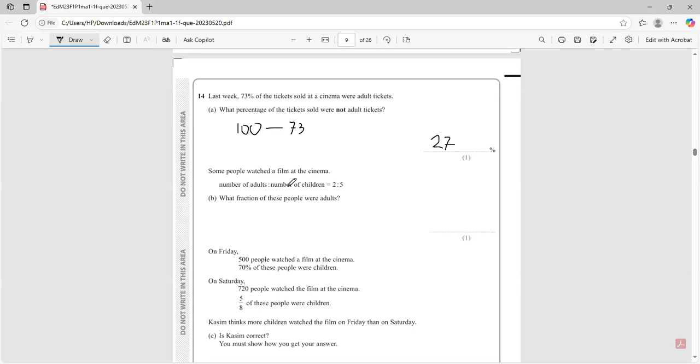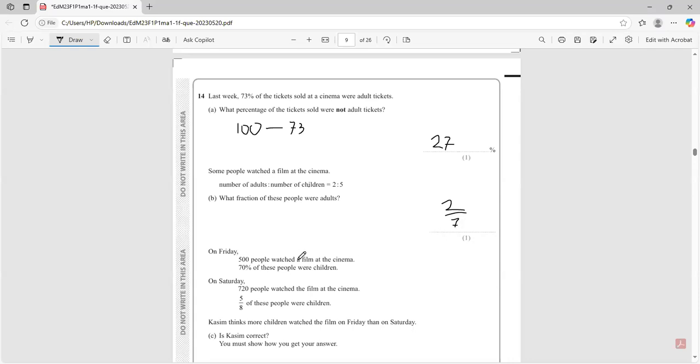Yes. Okay, moving on. Some people watched a film at the cinema. The ratio of the number of adults to the number of children is 2:5. It says what fraction of these people were adults? It's going to be 2/7. I mean, it's quite obvious because the ratio is usually given by the number that you're interested in over the total of the two of them. So it's simply what? 2/7. Okay, you're good with that, right? Yes.